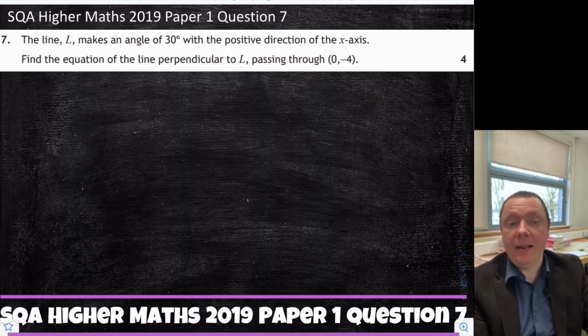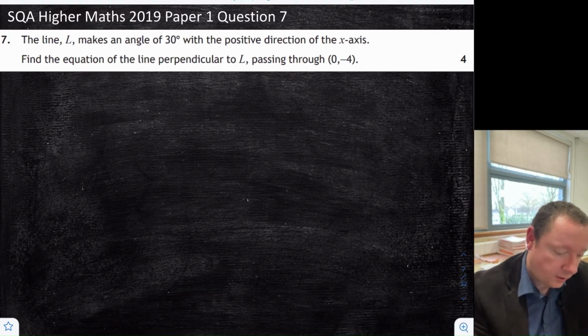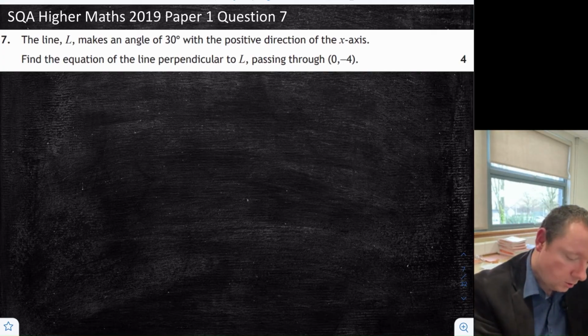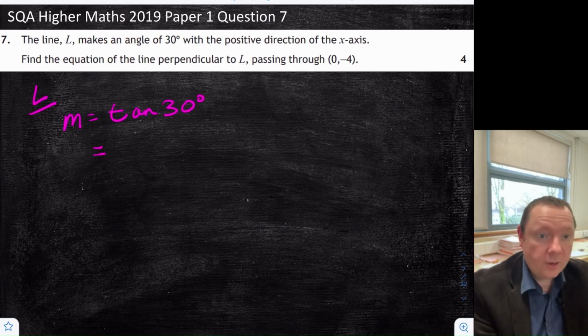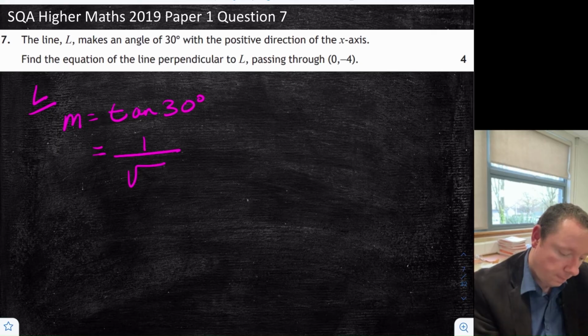SQA Higher Maths 2019 Paper 1 Question 7 had this one. The line makes a 30 degrees angle with the positive direction of the x-axis. Find the equation of the line perpendicular to it passing through (0, -4). So looking at the line L, the gradient is equal to the tan of 30. So the gradient of that is 1 over root 3 because it's an exact value.